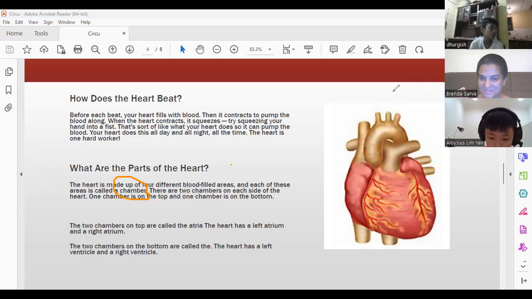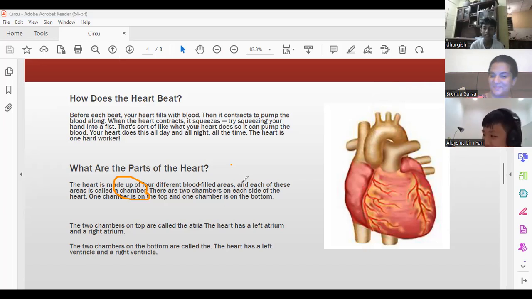What does chamber mean? It's a room. Chamber is like a room, a not large room used for formal or public events. Yes, your heart has like 4 rooms in it. Can you Google? Sachina. No, Aloysius. We are all better than Chat GPTs, aren't we?